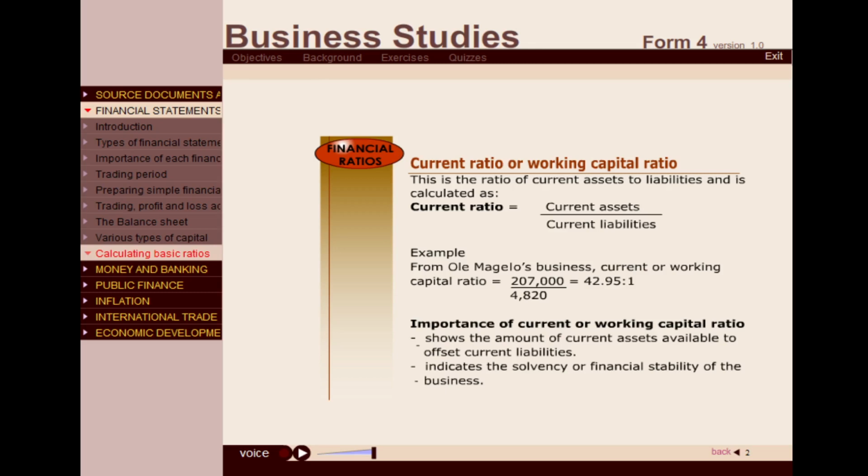Importance of current or working capital ratio. It shows the amount of current assets available to offset current liabilities and it indicates the solvency or financial stability of the business.